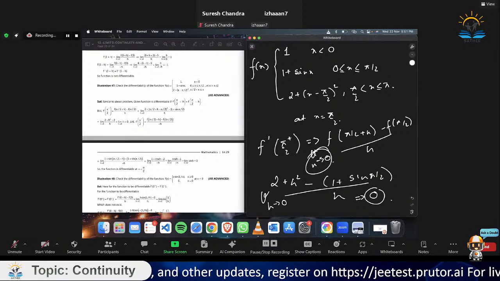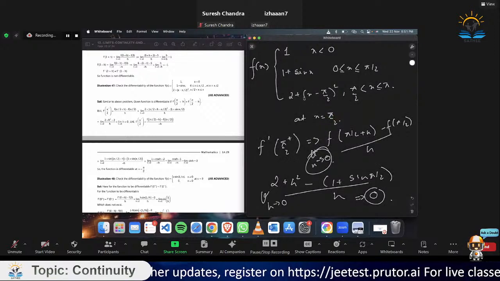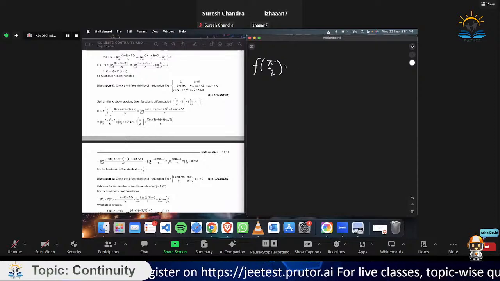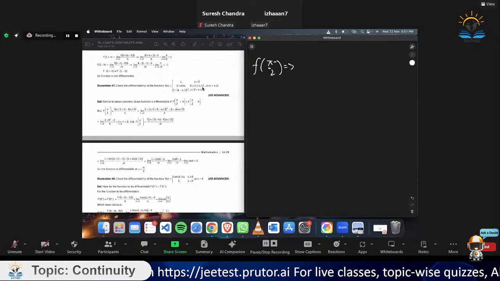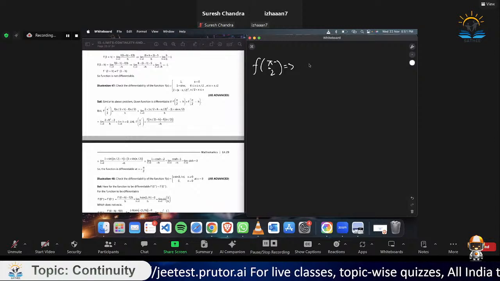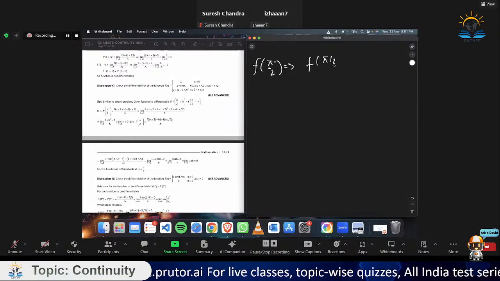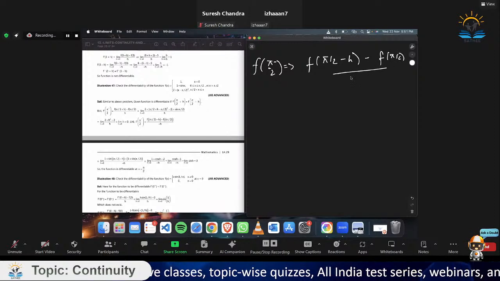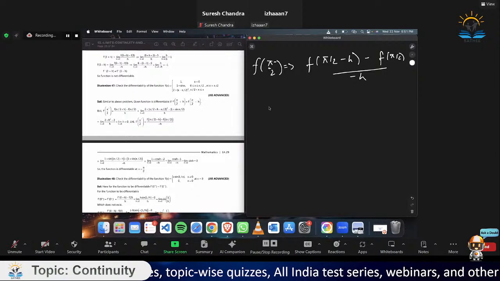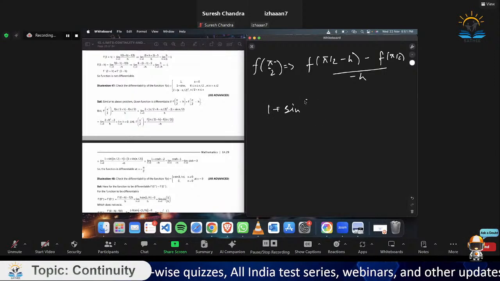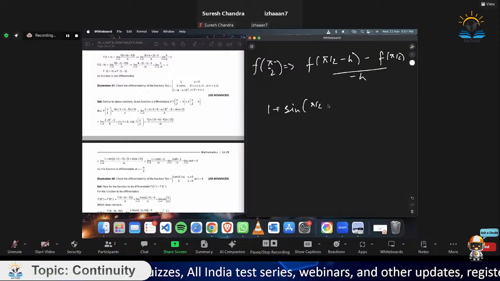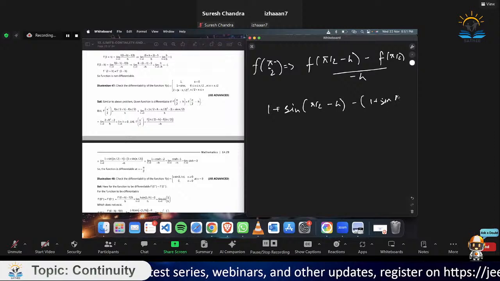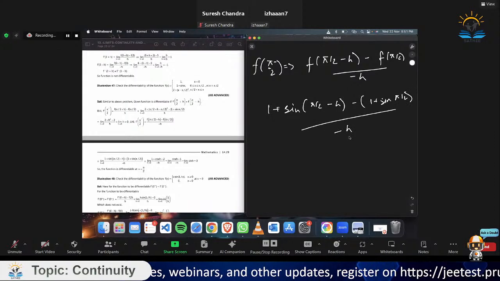Alright. Now moving on to the left hand limit. For the left hand limit, you just have to go f pi by 2 minus. Right? For f pi by 2 minus, which one to take? This one, 1 plus sine x. So f of pi by 2 minus h minus f of pi by 2, divided by minus h. So 1 plus sine of pi by 2 minus h, minus 1 plus sine pi by 2, divided by minus h.